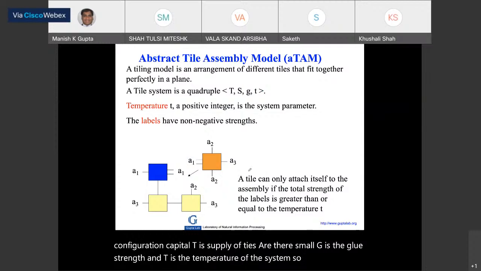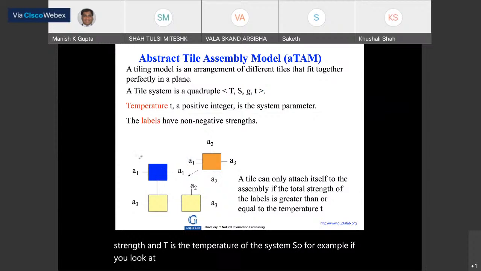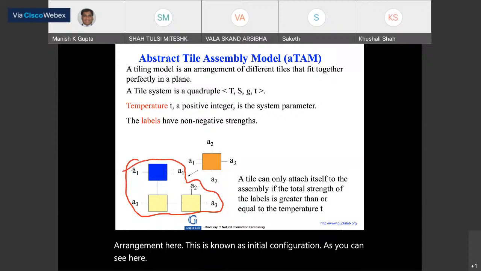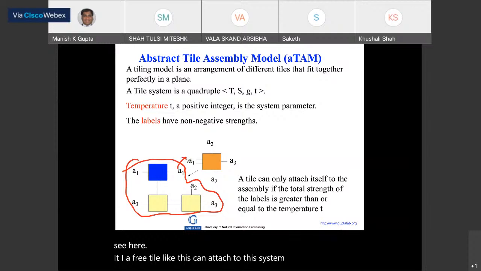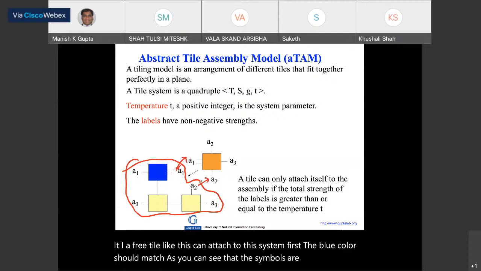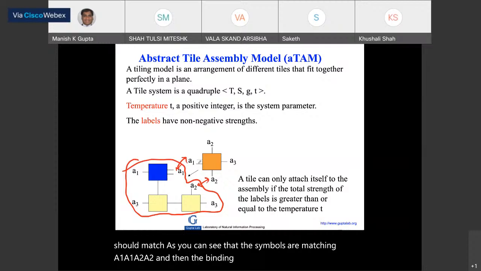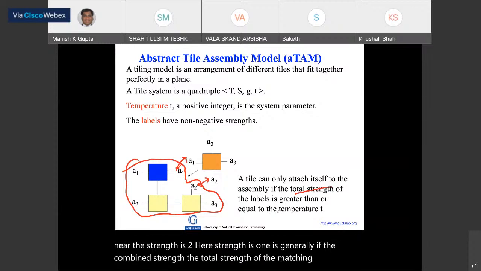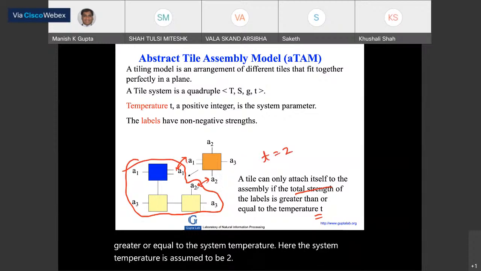So for example, if you look at this arrangement here, this is known as the initial configuration, as you can see here. And a free tile like this can attach to the system. First, the glue color should match. As you can see, the symbols are matching, A1, A1, A2, A2. And then the binding strength. Here the strength is 2, here the strength is 2, here the strength is 1, here the strength is 1. If the combined strength, the total strength of the matching glues, is greater than or equal to the system temperature, here the system temperature is assumed to be 2, then this tile will attach here. Okay. So this is the arrangement. So this is how the tiles will attach.